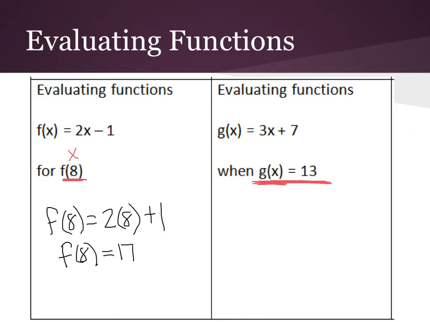If we have this function, when we have g of x is equal to 3x plus 7, and we need the whole thing to equal 13. So our function, 3x plus 7, is equal to 13. Now, they've given us that y value or the range value, and we're going to solve for our domain. When we solve for our domain, remember we split our equation into two parts, and we are going to subtract 7 from both sides of the equation.